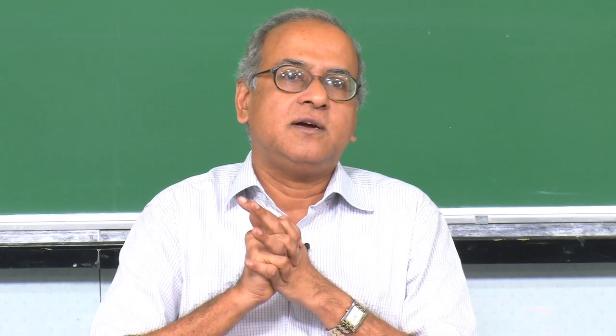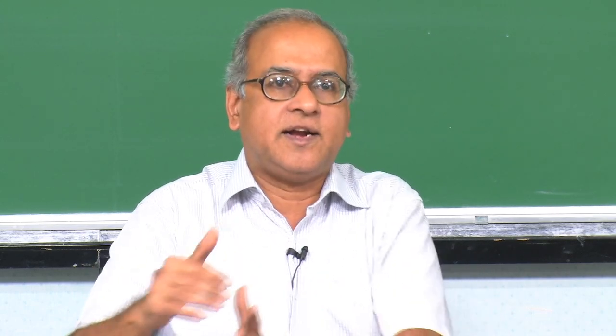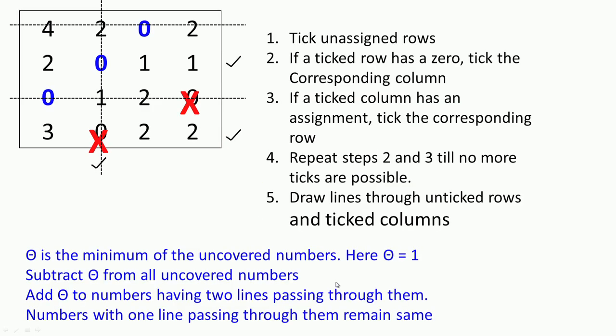So again let me repeat the procedure. Tick an unassigned row. If there is a 0 in a ticked row, then tick the corresponding column, if it is not already ticked. If a column is ticked and if there is an assignment, tick the corresponding row, if it is not already ticked. Repeat this procedure, that is the new thing, and we will show this here. Tick an unassigned row. If a ticked row has a 0, then tick the corresponding column. If a ticked column has an assignment, then tick the corresponding row. Repeat these 2 steps such that no more ticking is possible, and draw lines through unticked rows and ticked columns. Now these lines have been drawn through unticked rows. This is an unticked row, this is an unticked row, and this is a ticked column, this is a ticked column. So we have drawn lines through unticked rows and ticked columns.